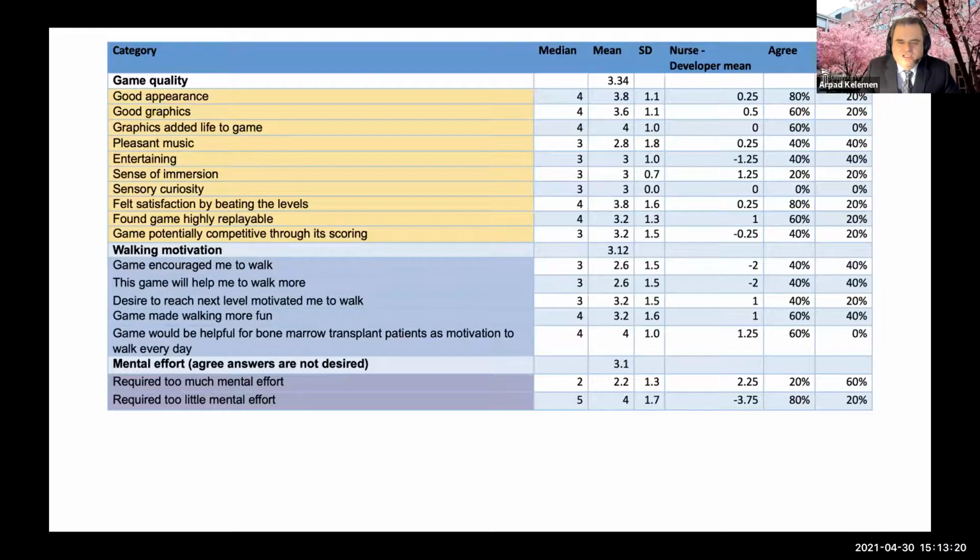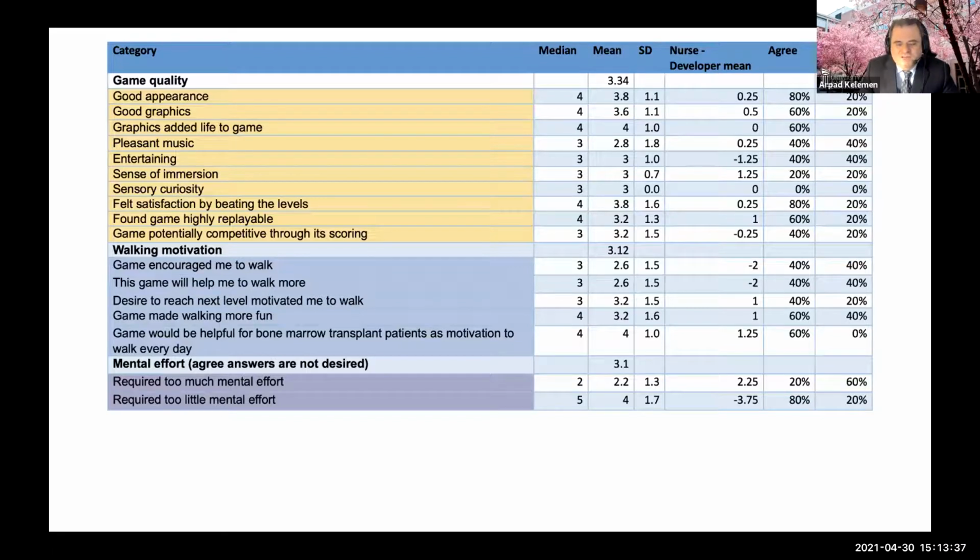Again, everything is slightly or moderately positive on the upside, except there were some concerns about the music. Music was not perceived as being pleasant, so we added the mute button. That's one thing, and of course, we can change it further.